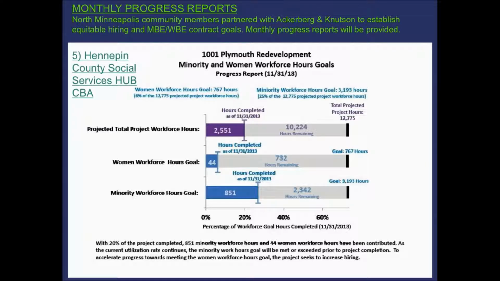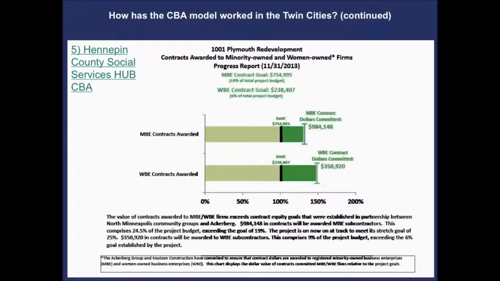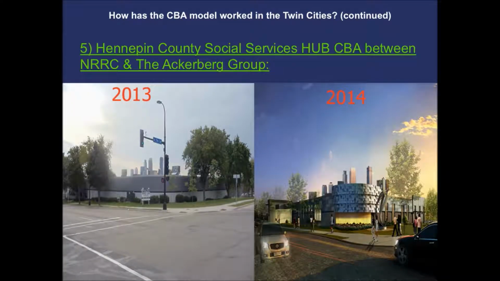And the other documents I'm going to show you here are the ways that the developer and the county and the neighborhood group tracked the workforce hours for the hiring goals. And in the next slide, the women and minority contracting. They had regular reports, monthly reports during the construction season to track that. It's very important to be tracking and monitoring progress on goals. So that completes the five examples of how this has taken place in the Twin Cities.